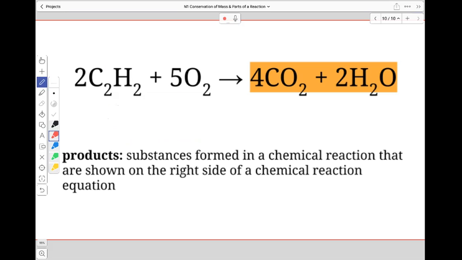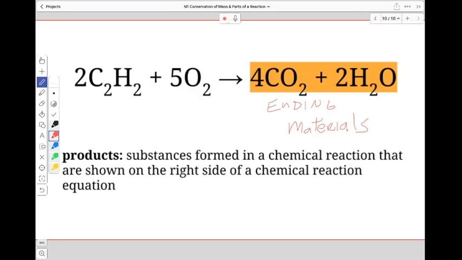the last thing we're going to talk about are the ending materials. So these are the ending materials. Those are known as your products.